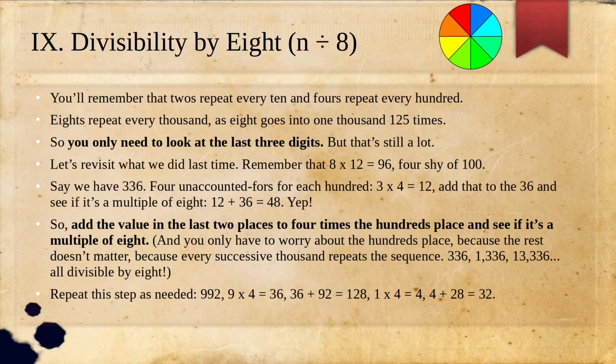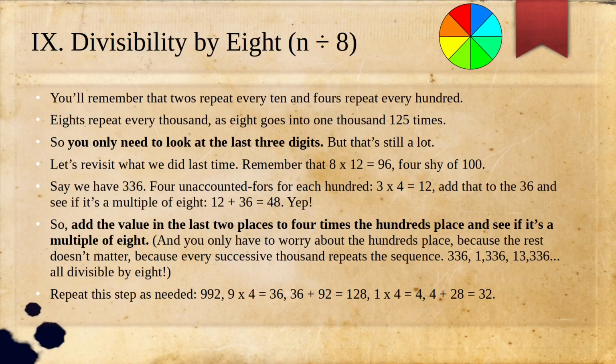So the rule is add the value in the last 2 places to 4 times the hundreds place and see if it's a multiple of 8. And again, we just need to worry about the number up to the hundreds place, because the cycle of counting up by 8s repeats the same way through every 1,000. And we can repeat this as much as we need.